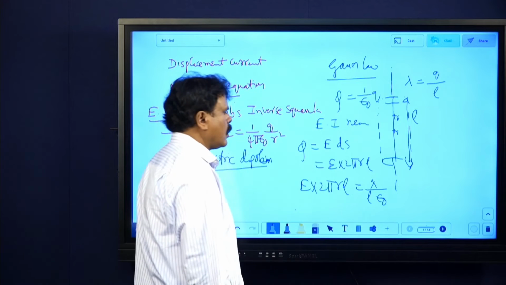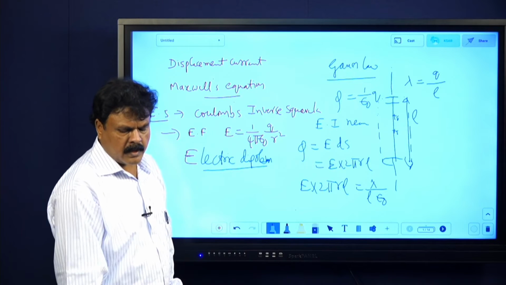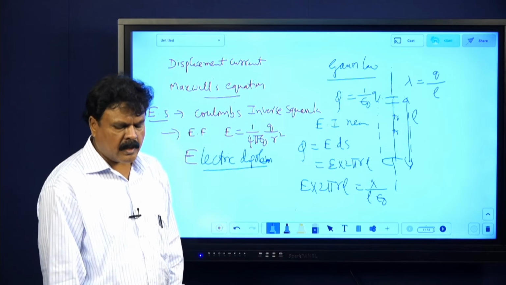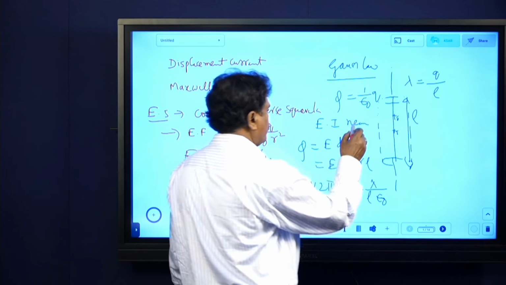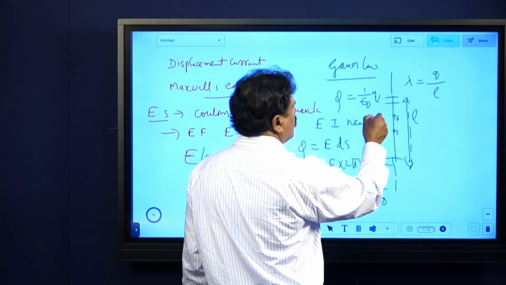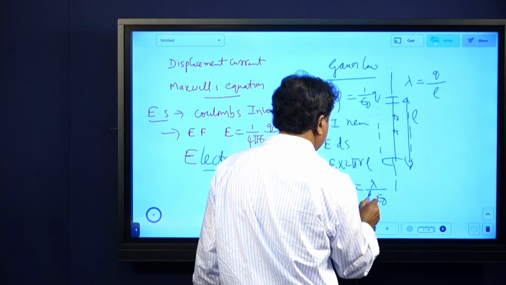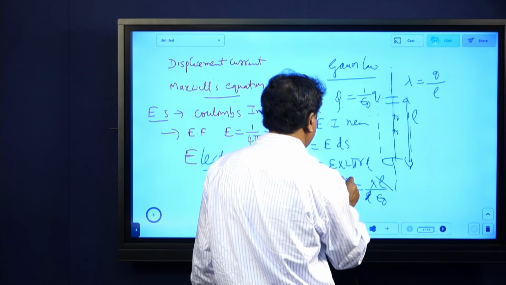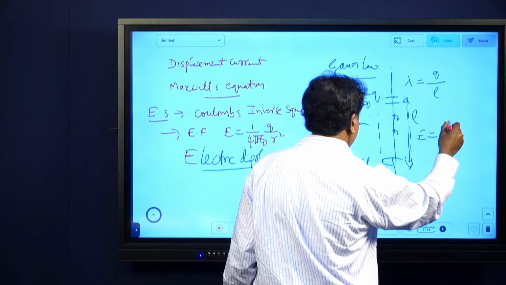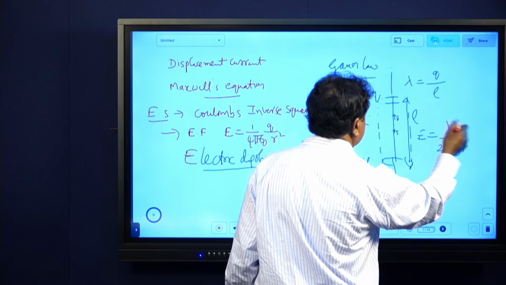Now, what is E equals? You can get the expression, E equals lambda by 2 pi epsilon naught r. Or otherwise you say phi is E into 2 pi rL, and phi is q by epsilon naught, lambda is q by L, q is lambda into L, L cancels. So E equals lambda by 2 pi epsilon naught r, that's it.